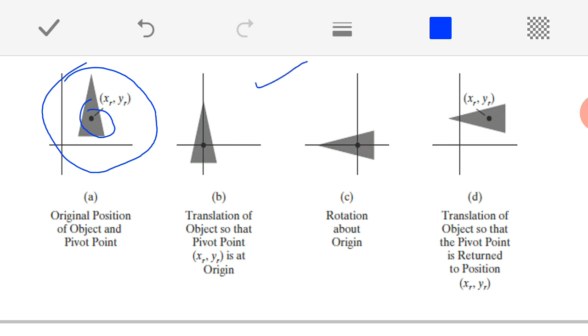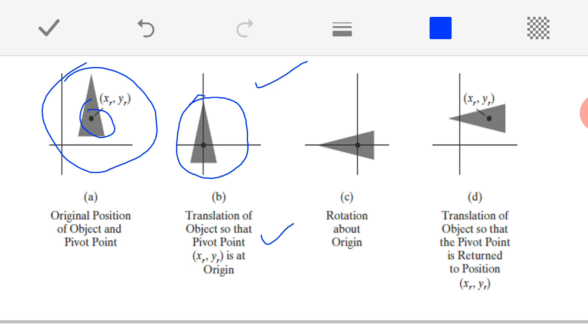According to step 1, we need to translate the triangle, the object, in such a way that the pivot point xr comma yr overlaps with the origin. Look at how we have done the translation here. That is the first step. Why are we doing this? Because we already know the rotation matrix for performing rotation about the origin. That is the reason we use this technique.